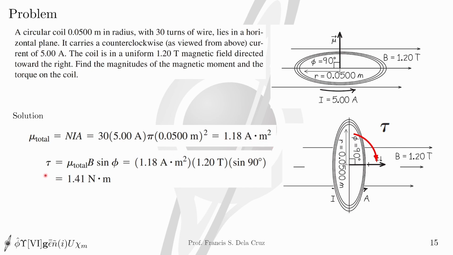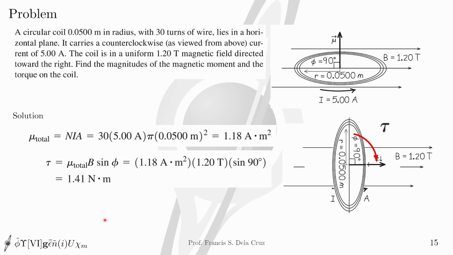Okay. And then for the torque, we can use the magnetic moment, because we have mu cross B. And since we're just getting the magnitude, we just need to solve mu B sine phi. Okay, the phi is the angle between the magnetic field and the magnetic moment. Okay. So that is 90 degrees, based on the diagram. So the answer would be 1.41 Newton meter.